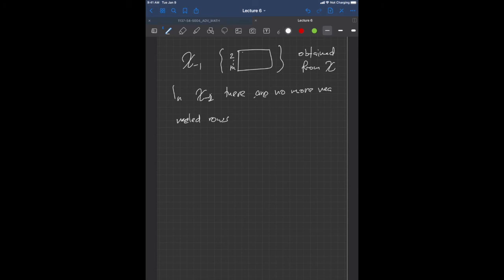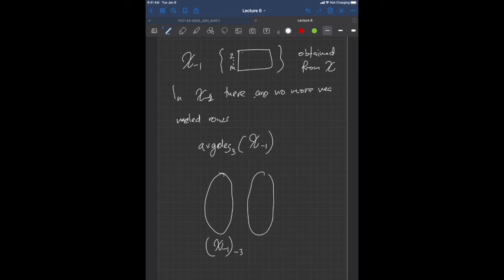Why? So how do we check for information in the remaining rows? Let's look at the average degree of row 3 of this set X minus 1. So how do we define this average degree? You take this set X minus 1 and from that you remove the third row. On the left hand side, you will have every matrix from X where the first row and the third row are removed, and on the right hand side, for all the matrices in X minus 1, you take only the third row.